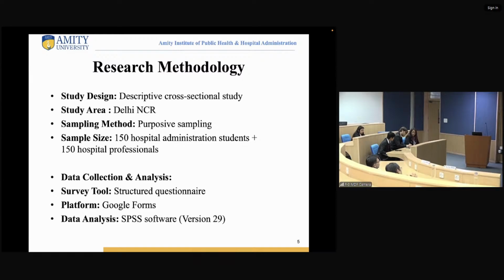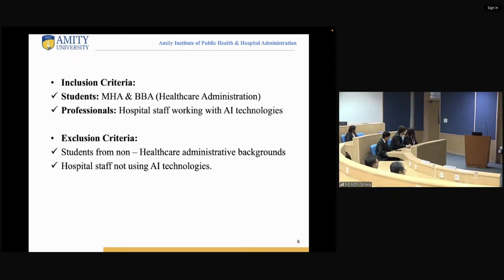Research methodology. This was a descriptive cross-sectional study conducted in Delhi NCR, and we used purposive sampling, wherein we found very few hospitals that have implemented AI. So we could only survey 150 hospital professionals, and to match that size and have similar groups, we surveyed another 150 hospital administration students. We hosted our structured questionnaire on Google Forms. The inclusion criteria were students of MHA and BBA healthcare administration, and hospital staff working with AI technologies. Anyone else we excluded from the study.